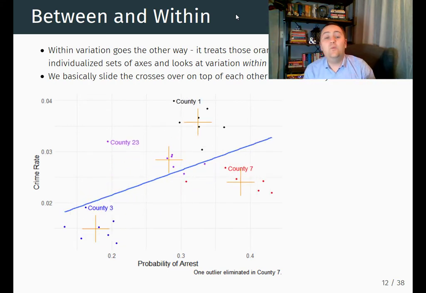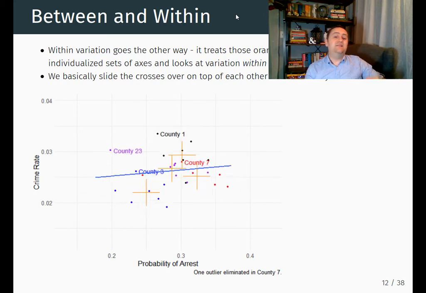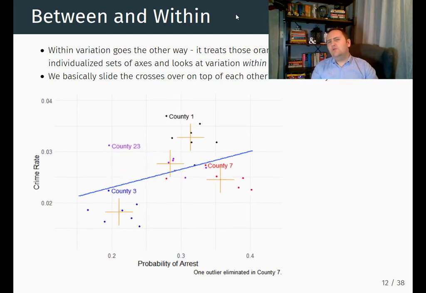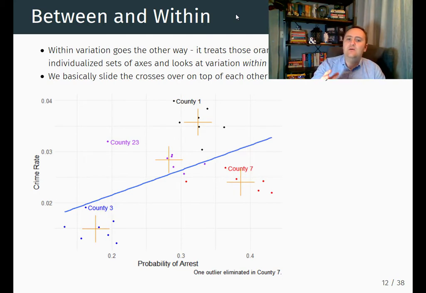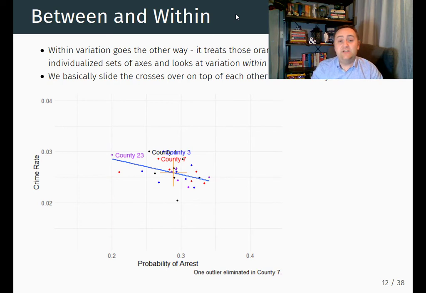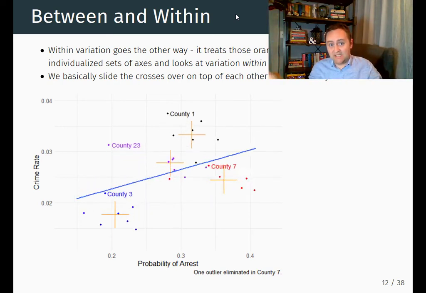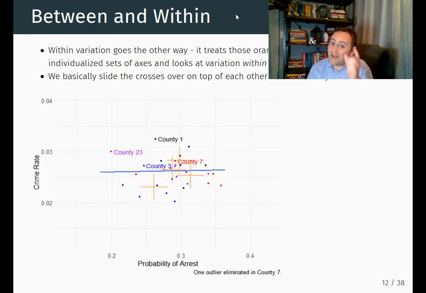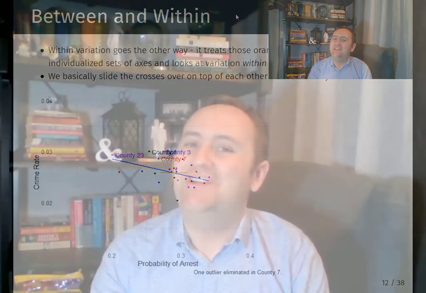And what we're doing when we look at just this within variation is we are removing all the between variation, right? You can see that all the between variation was the differences between the different axes. And so when we get rid of those differences, when we slide everything together, we are getting rid of that between variation. Now, what happens when we get rid of a certain form of variation? That means we are controlling for something.